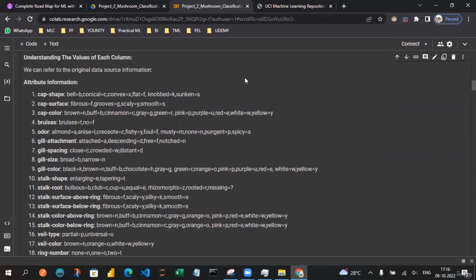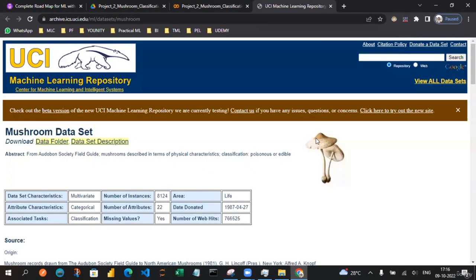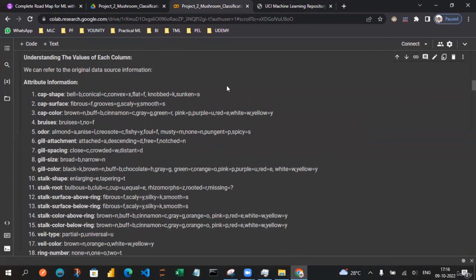So B for bell, C for conical, X for convex, F for flat, K for knobbed, and S for sunken. So depending on the cap shape, okay, this is a cap, it needs to be identified with those kinds of symbols, B for bell like this. And cap surface also: F for fibrous, G for grooves, Y for scaly, and S for smooth.